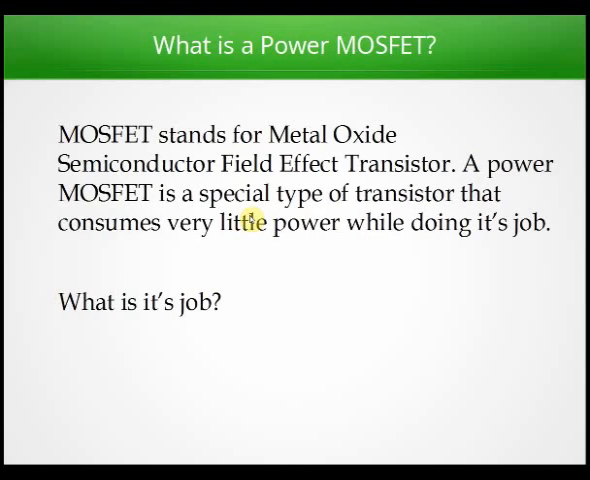What is a power MOSFET? I'm going to spend some time explaining what basically a power MOSFET does at the beginning of this presentation. So, MOSFET stands for metal oxide semiconductor field effect transistor. A power MOSFET is a special type of transistor that consumes very little power while doing its job. What is this job?